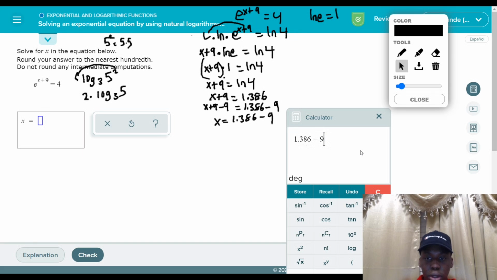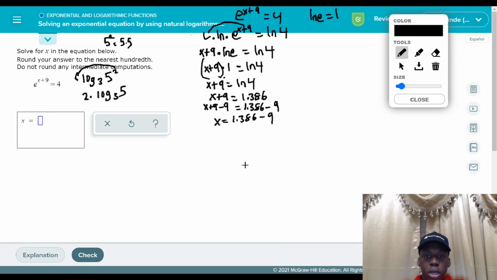1.386 minus 9 is minus 7.614. So x equals minus 7.614. All right, so now remember we're asked to round our answer to the nearest hundredth. Let me first introduce you to what this means. Basically, the hundredth means the second digit behind the decimal point.